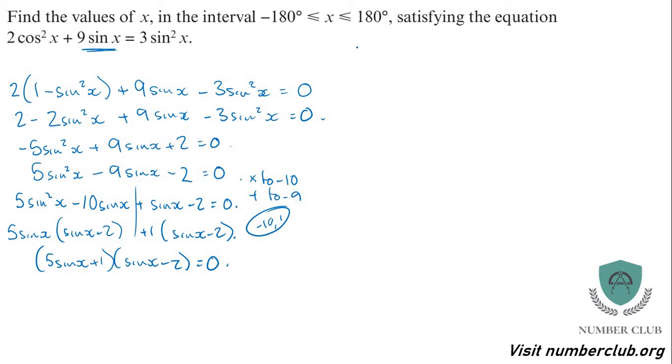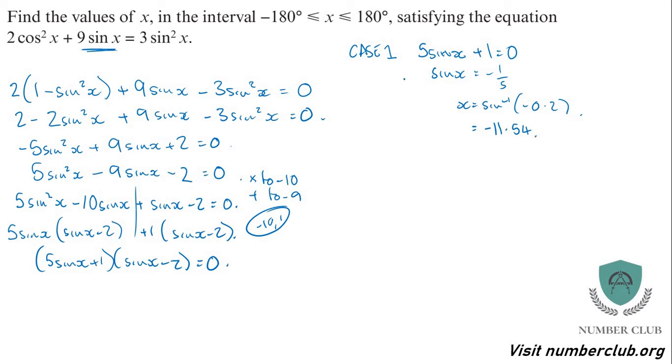We've got case 1, which is 5 sine x plus 1 equals 0. So sine of x equals negative 1/5. X equals inverse sine of negative 0.2. Okay, so we'll find out what that is. Inverse sine of negative 0.2 is negative 11.54.